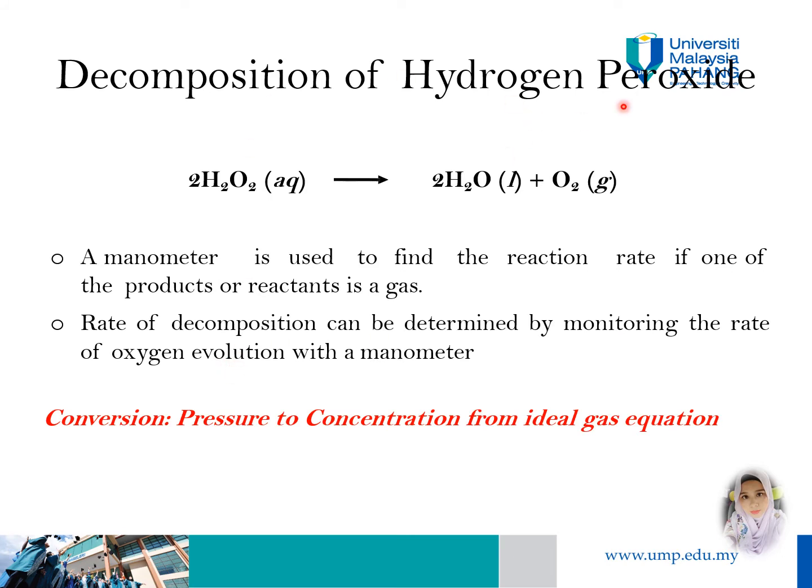For example, the decomposition of hydrogen peroxide as shown in these chemical reactions. You can use the manometer to determine the reaction rate from the reactant to produce products. You can measure either the change in pressure or concentration using the ideal gas equation.